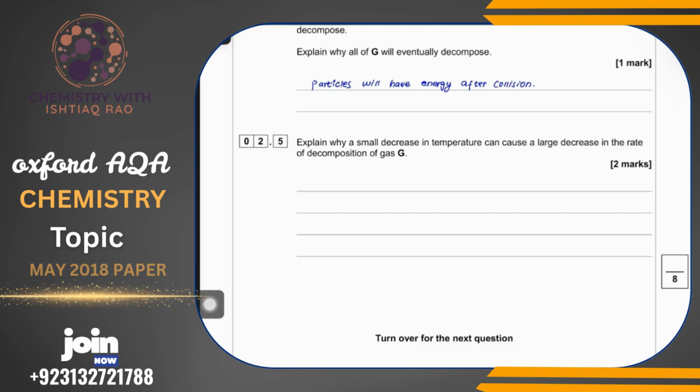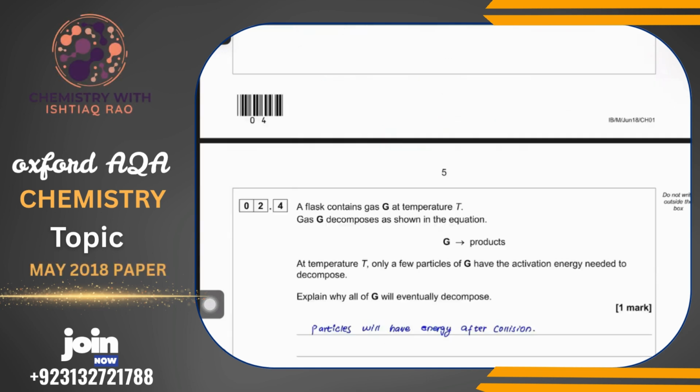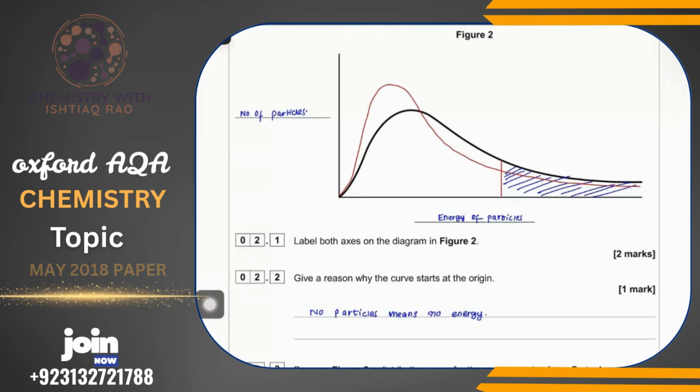So I can say that when the temperature decreases, in this graph, I have decreased the temperature. So what does it mean? Those particles which were in this shaded area, I can say that the number of particles whose energy is greater than the activation energy is going to decrease. And when that number decreases, the rate of reaction will decrease.